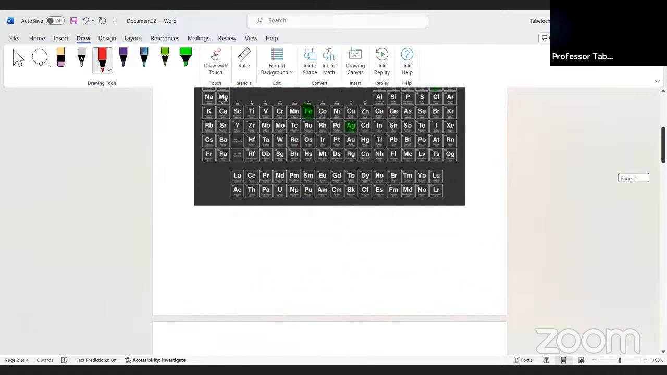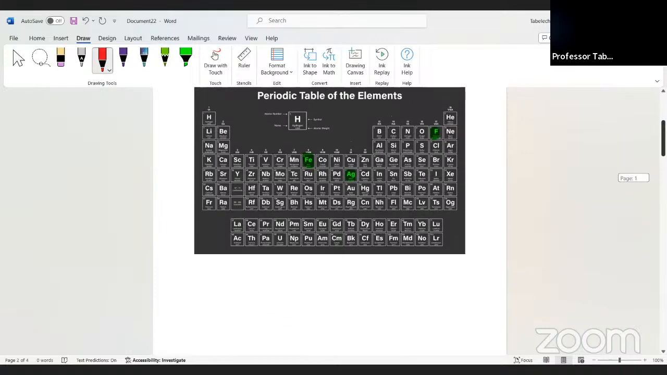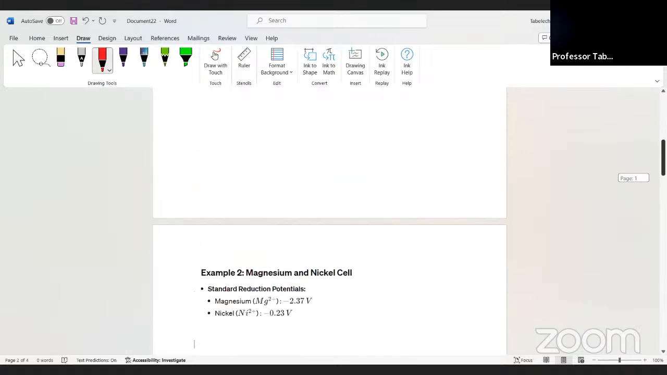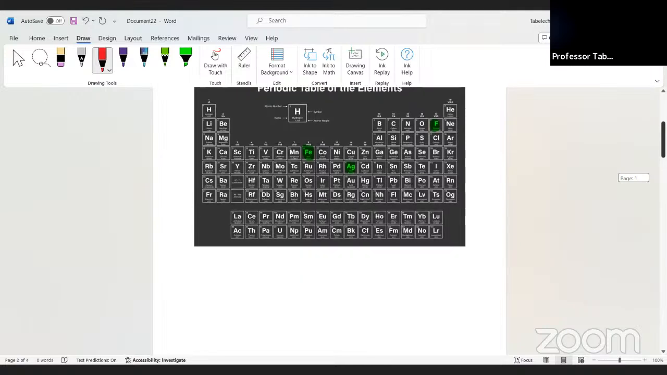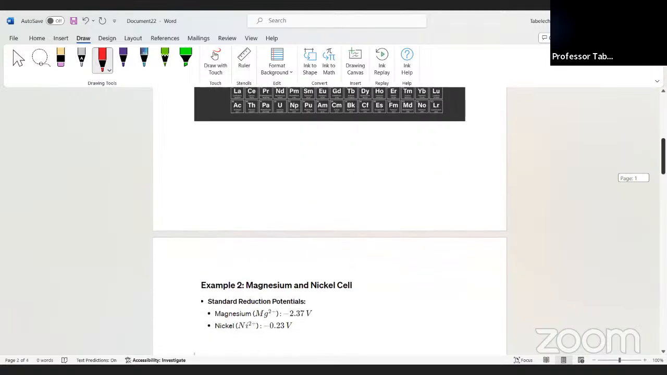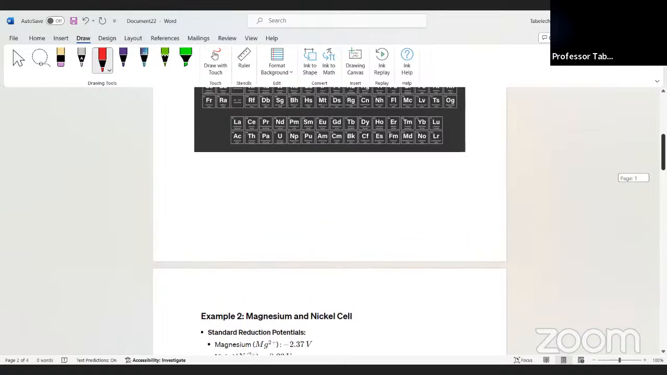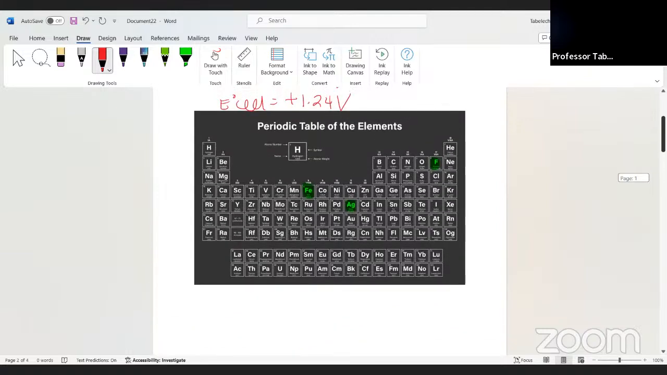All right. So take a look. Okay. Let's take a look. We're dealing with magnesium and nickel. Okay. Even though we see the charge, magnesium has a +2 charge. Nickel has a +2 charge also. They have the same charge, but are they the same?